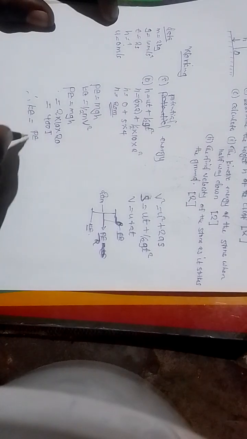So therefore we can say kinetic energy is equal to potential energy divided by 2. So what potential energy do we have there? It was 400 joules divided by 2. You can say it was 200 joules. That was our kinetic energy. So that was question C number 1.